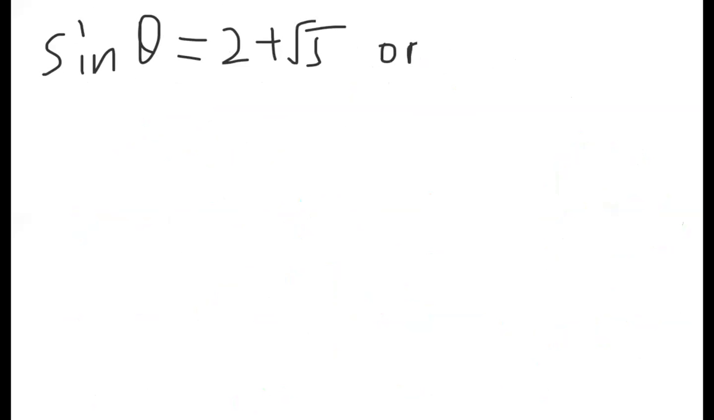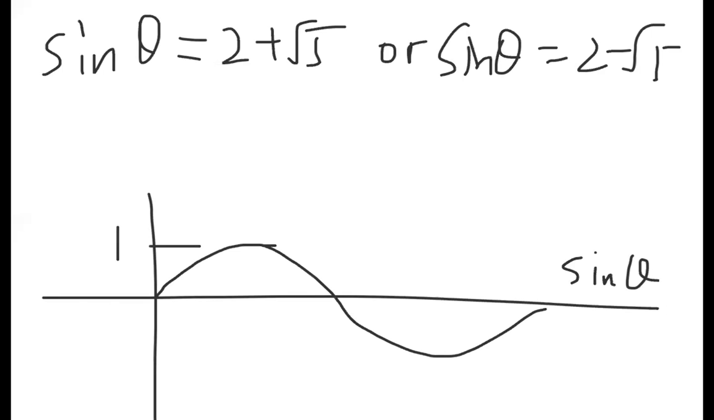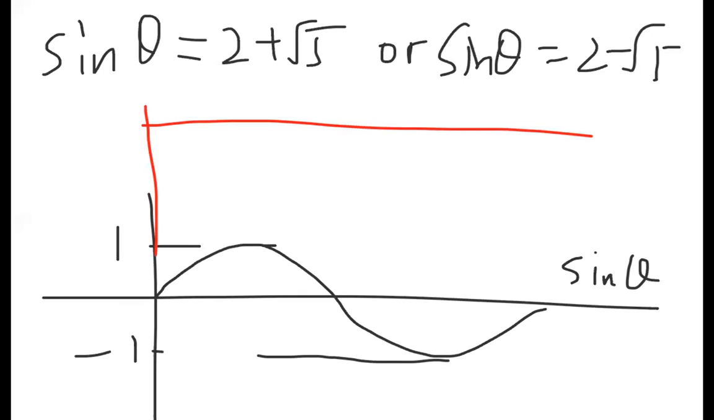So that means sine theta would be 2 plus radical 5, or sine theta is 2 minus radical 5. So let's draw the graph of sine. That's maximum 1 and minimum minus 1. Where is 2 plus radical 5? 2 plus radical 5 is somewhere here. It's 4 point something, right? It's definitely greater than 1. So as you can see, it has no intersection with sine theta. So this has no solution.